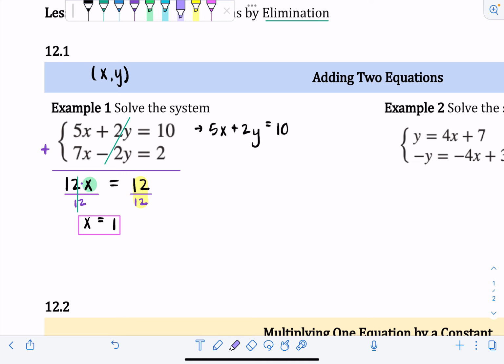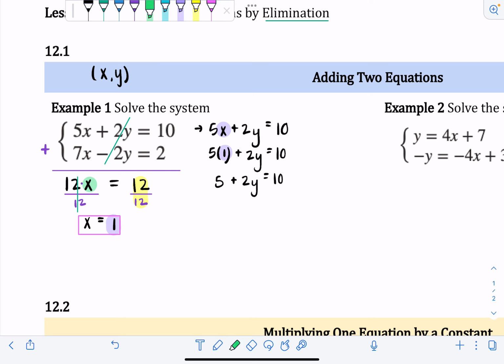Then we take that 1 that we just got for x and put it into that equation for x and solve for y. So this would be 5 times 1 plus 2y equals 10. And 5 times 1 is 5. Bring down the plus 2y and bring down the 10.